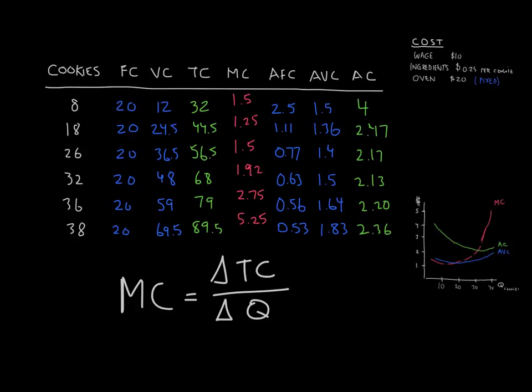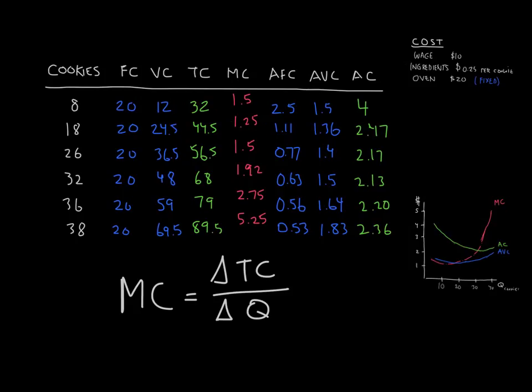So in order to calculate this 1.5 here, I took the change in total cost, which of course is equal to the variable cost because the fixed cost never changes. So there was 12 divided by 8, which was equal to 1.5. Now when we were doing the next one here, the change in variable cost is actually 12.5, and the change in quantity was equal to 10, and therefore 12.5 divided by 10 is equal to 1.25.